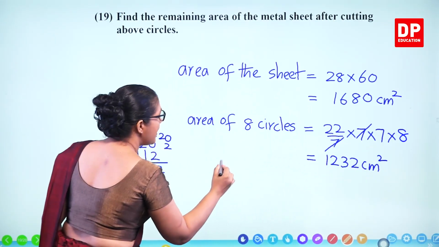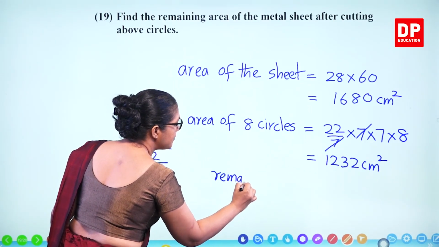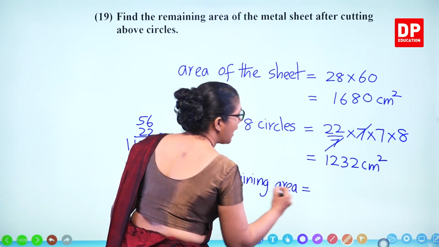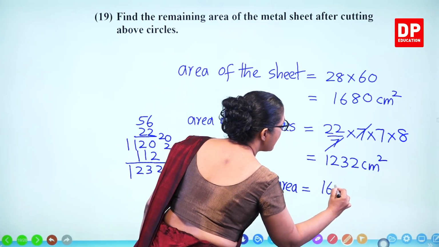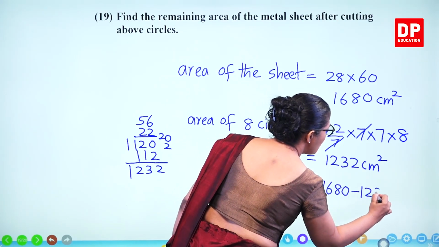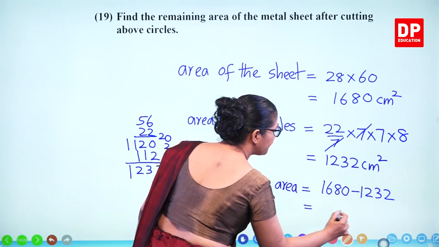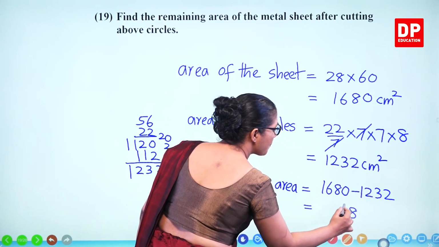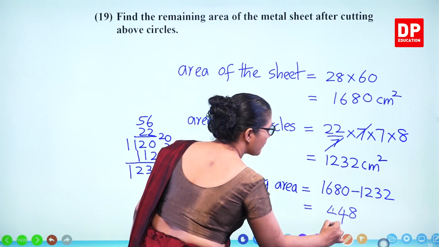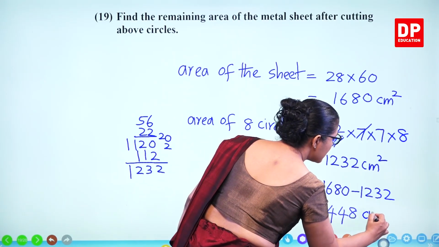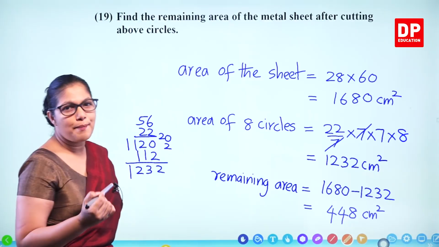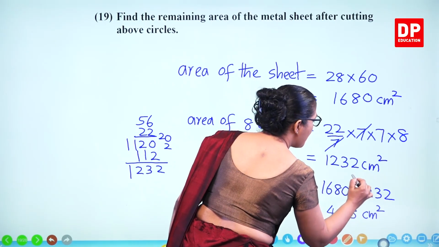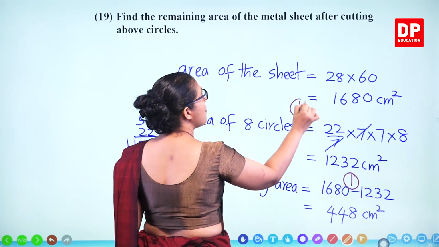So what's the remaining area? The remaining area is 1680 minus 1232. So 448 square centimeters is the remaining area. So you get another 2 marks, 1 mark here and 1 mark for the method.